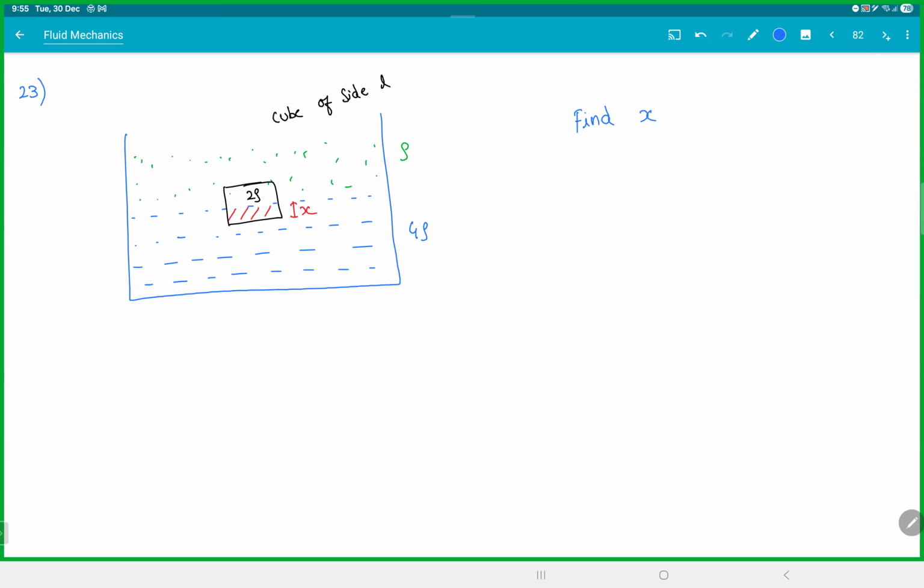So the block's density is 2 rho. There are two liquids there, rho and 4 rho. So you can't float in rho, you can't sink in 4 rho. So you're stuck in the middle. This is an easy question. Let's get this.